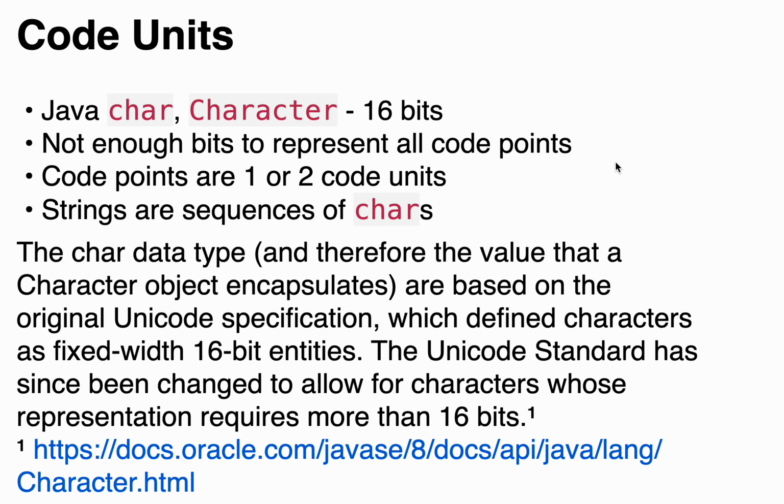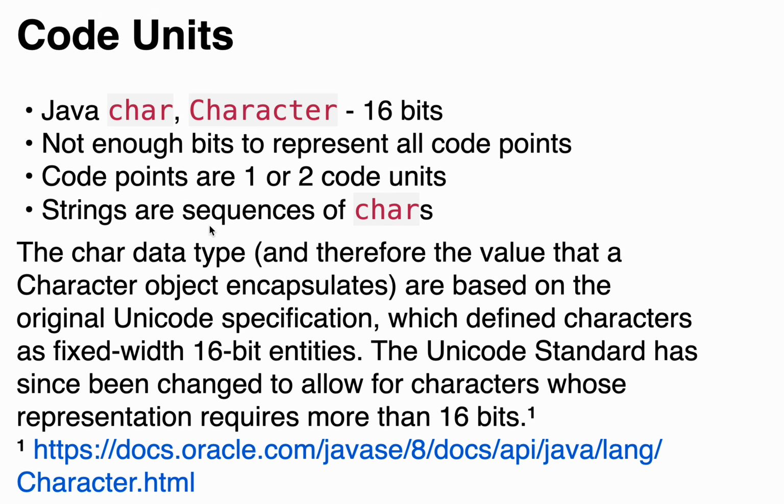So in Java, the primary way to represent text is strings, and strings can be thought of as sequences of characters. Java has a char primitive and a Character class, and both of these are 16 bits. The big quote at the bottom basically says, when we did this, Unicode defined characters as fixed-width 16-bit entities. It's not our fault, but nonetheless, 16 bits is not enough to represent all the text that we would like to represent on a computer.